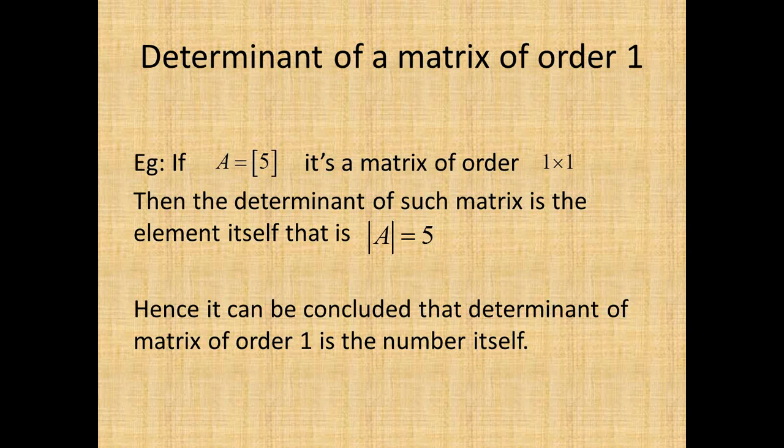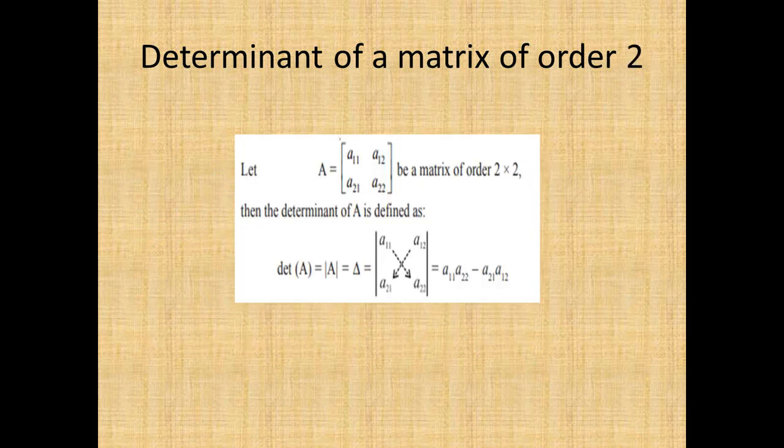In such a case, where there is only one element, we say that the determinant of such a matrix is the element itself. So whatever is the number, whatever is the element in the matrix, that comes out to be the determinant. For example, if matrix A is equal to cos theta, then the determinant of such a matrix will be cos theta itself, because it has only one element. Hence it can be concluded that the determinant of a matrix of order 1 is the number itself.